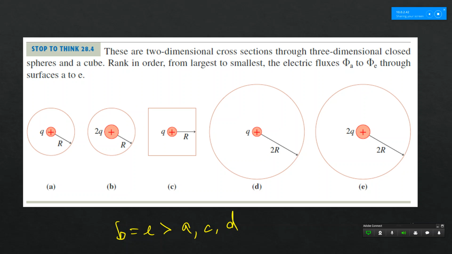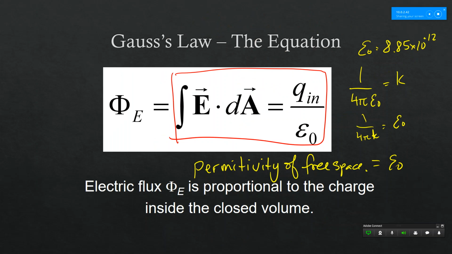But we're not talking about electric field right now. If you were talking about electric field, then you'd be right. But we're talking about flux only, all right? And if we go back, here it is. The only thing you care about for flux is charge enclosed divided by epsilon naught.